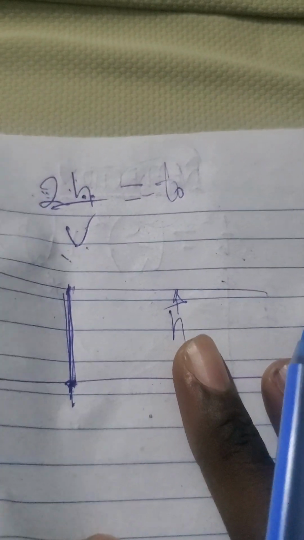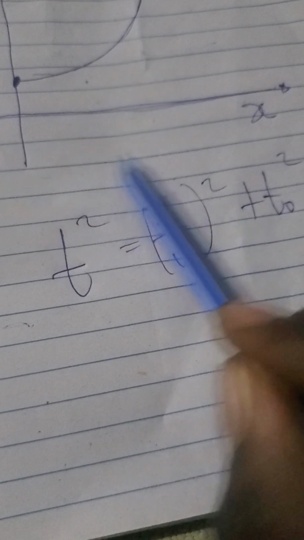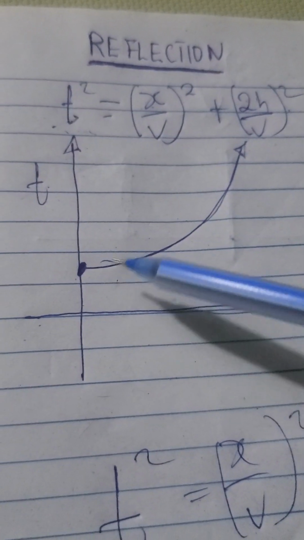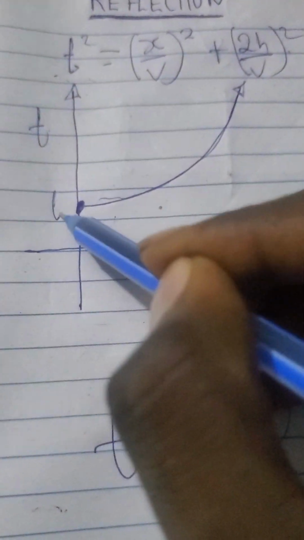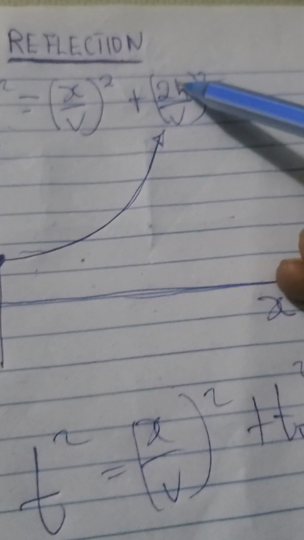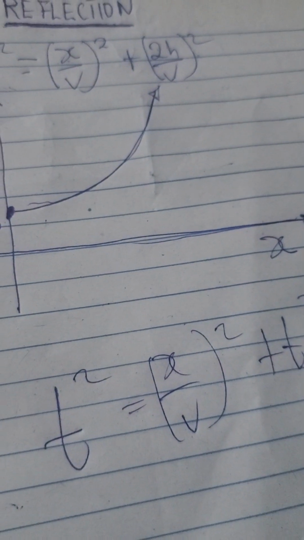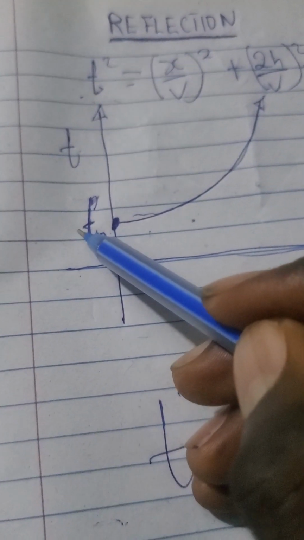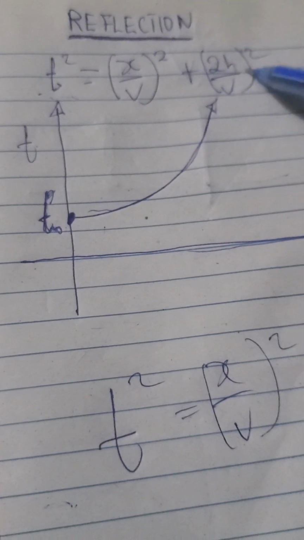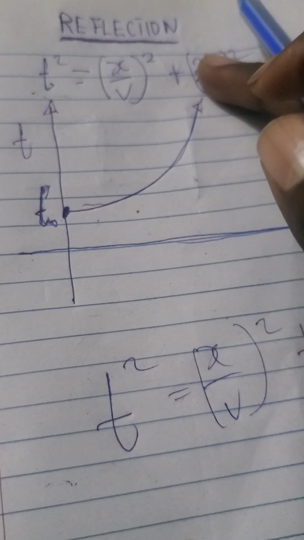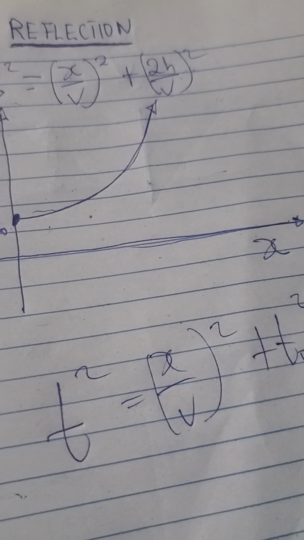And therefore, let's return to our equation. This equation can be rewritten as t squared is equal to (x over v) squared plus t naught squared. From this equation, we can draw the graph, and the intercept can be given as t naught, because t naught is 2h over v. So directly from this graph, the intercept will help us to get the thickness of the layer, because t naught will be compared to this intercept, and then you can extract the important parameter h.